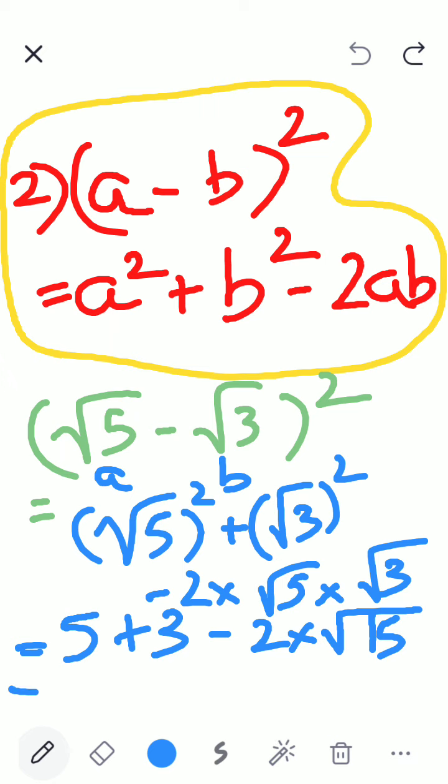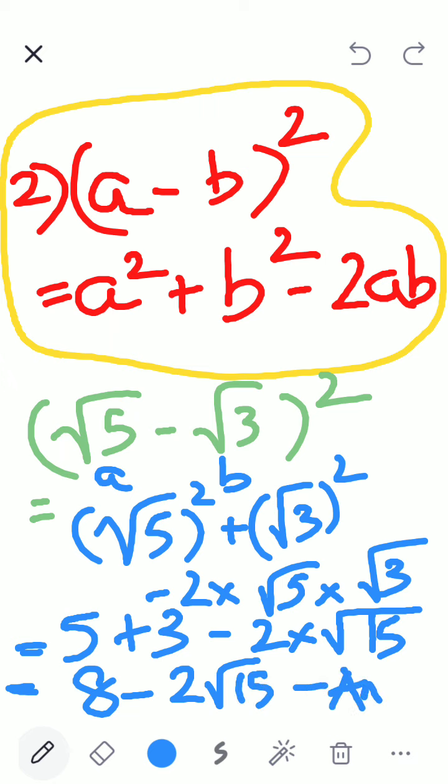Yeah, now tell. Equal to 5 plus 3? 8 minus 2 root 15. This is my answer. Why? Because I got a rational number here and an irrational number. I cannot do anything more. Finished. 8 minus 2 root 15 is my answer. Very good.